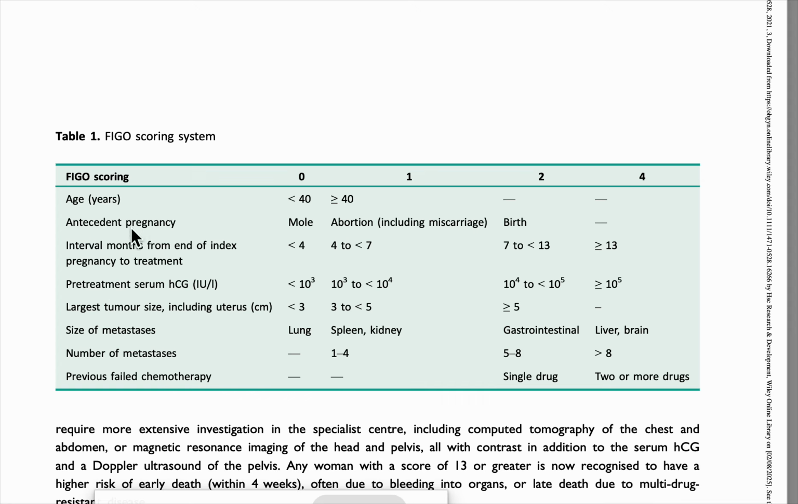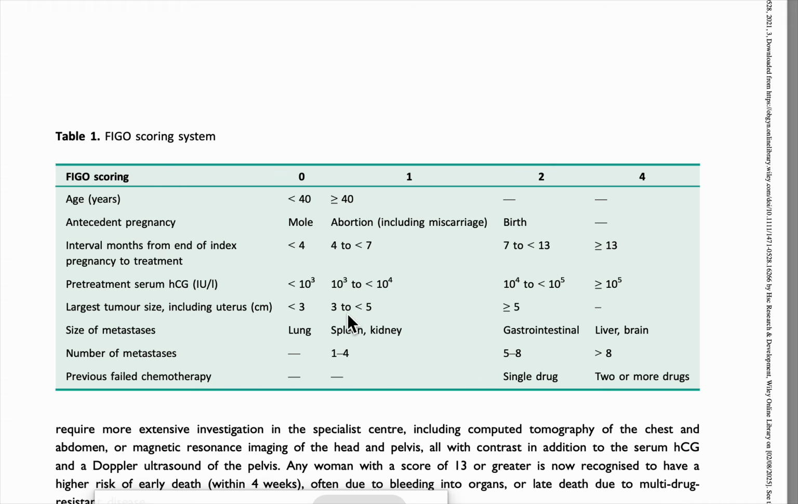The table has age, the recent pregnancy and the interval from the end of the index pregnancy, the pre-treatment serum hCG level, the size of the tumor, the size of metastasis, the number of metastases, and previous failed chemotherapy. You only need to remember one thing. With this scoring, if the score is less than 7, she will receive a single chemotherapeutic agent, which is methotrexate. But if the score is more than 7, she has to receive multiple chemotherapy agents.